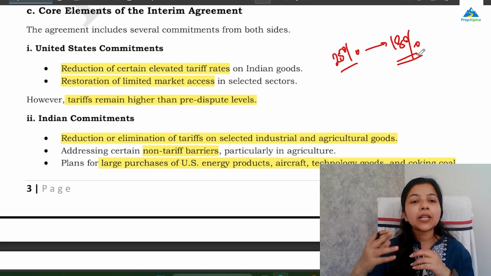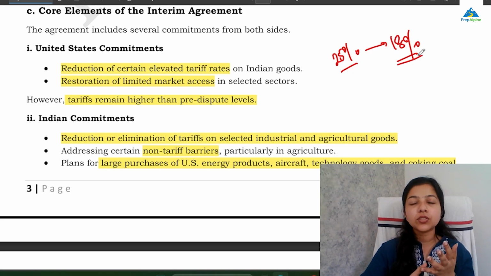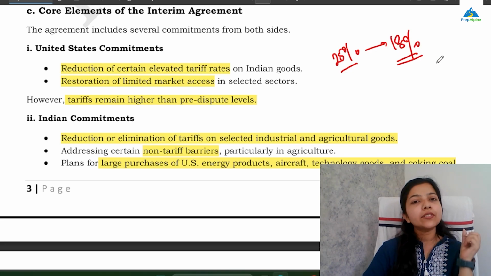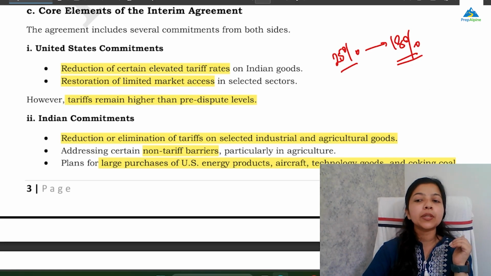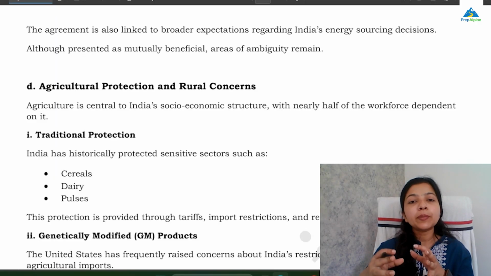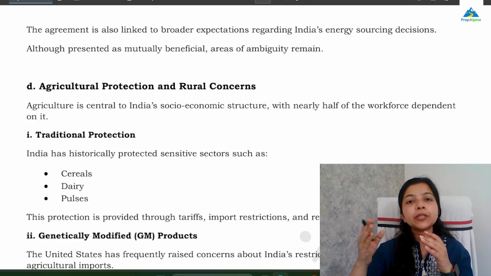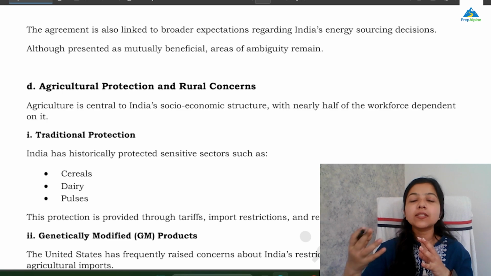And lastly, we have planned to increase our purchases from the US when it comes to energy, defense, aircraft, technology, and coking coal. We have decided that the total amount of goods that we purchase will be increased in the upcoming 3 to 4 years. So this is not a sudden implementation. This will be a phased implementation both by India and the US. But there are several concerns that are emerging in this sector.